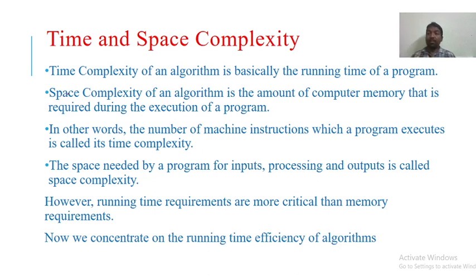And next, space complexity. The space complexity of an algorithm is the amount of computer memory that is required during the execution of your program. So not only the time, while you are executing a program, how much memory is being used is also to be considered. In other words, the number of machine instructions which a program executes is called its time complexity, and the space needed by a program for input, processing and outputs is called space complexity. Now I hope you understand what time complexity and space complexity are.